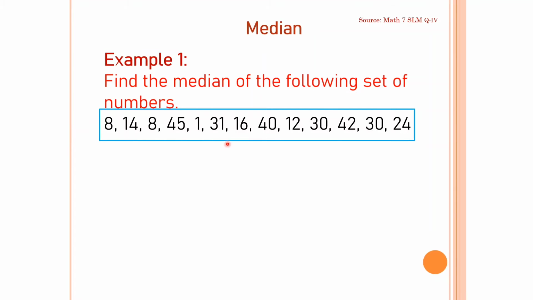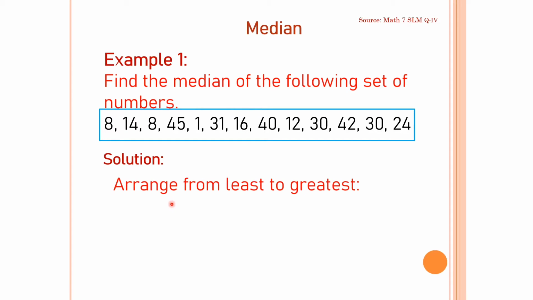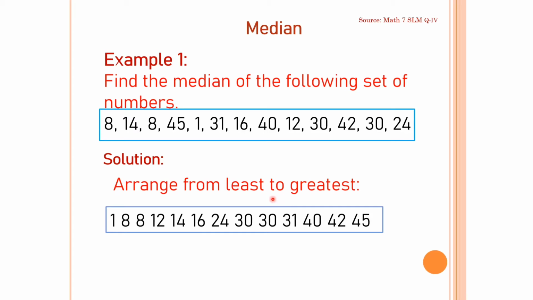As you can see, the values are arranged in any order. So the first thing is to arrange the values in either ascending or descending order. In this example, we are going to arrange from least to greatest, or ascending order. So we have 1, 8, 8, 12, 14, 16, 24, 30, 30, 31, 40, 42, and 45. The number of values that we have is 13.